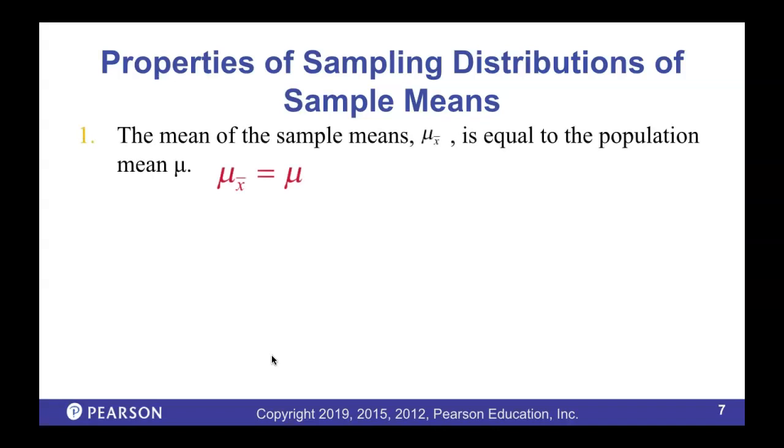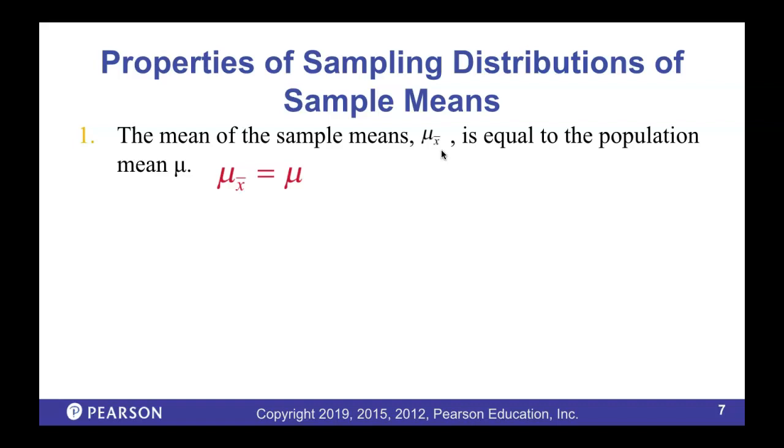The mean of the sample means, look at the symbol for me, mu with the X bar, mu sub X bar. The mean of the sample means is equal to the population mean, mu. If you take every single sample of that same size, add up all those sample means and divide by the number of samples, what I just described is called the mean of the sample means, and that equals the population mean mu. So that part is easy. We're going to just use the population mean.